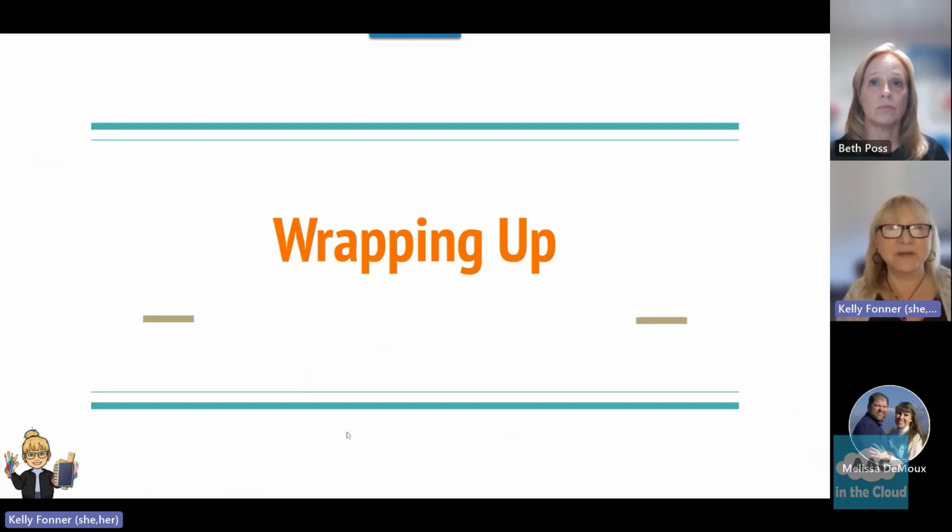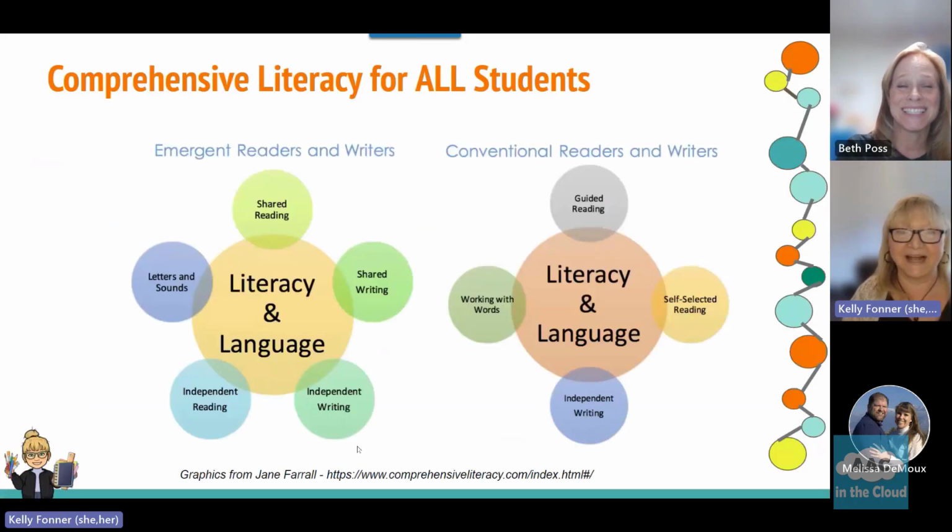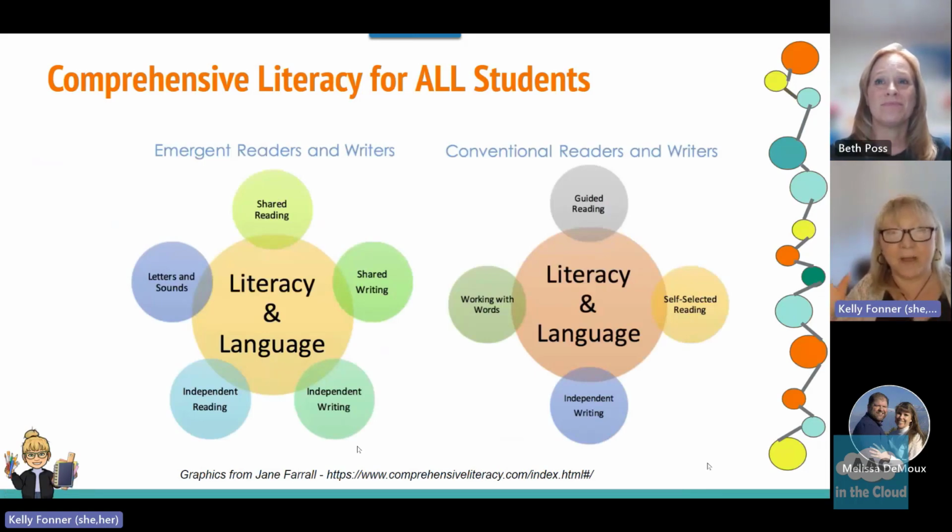And so as we end our time sharing with you and wrap this up, we want to go back to that idea of the models that we started with and connect full circle to this. Jane Farrell took these components of comprehensive literacy and looked at those components of activities that you saw from Melissa Wern's graphic. And when we're looking at our readers and writers who are in emergent stages, the activities that we've mentioned really work well with them.